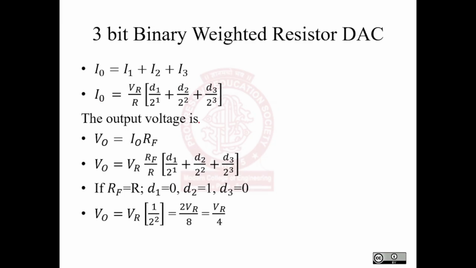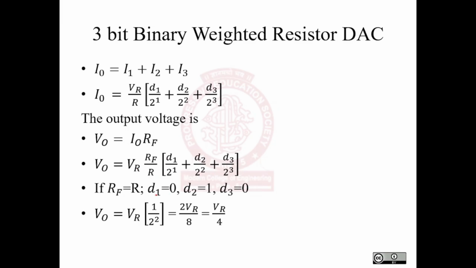The output voltage VO is written as IO into RF. Substitute the value of IO, which is written here. So it will be VR into RF upon R into the bracket terms, that is d1 upon 2 raised to 1 plus d2 upon 2 raised to 2 plus d3 upon 2 raised to 3. If we consider RF is equal to R, then the value of VO will be VR into the bracketed terms.